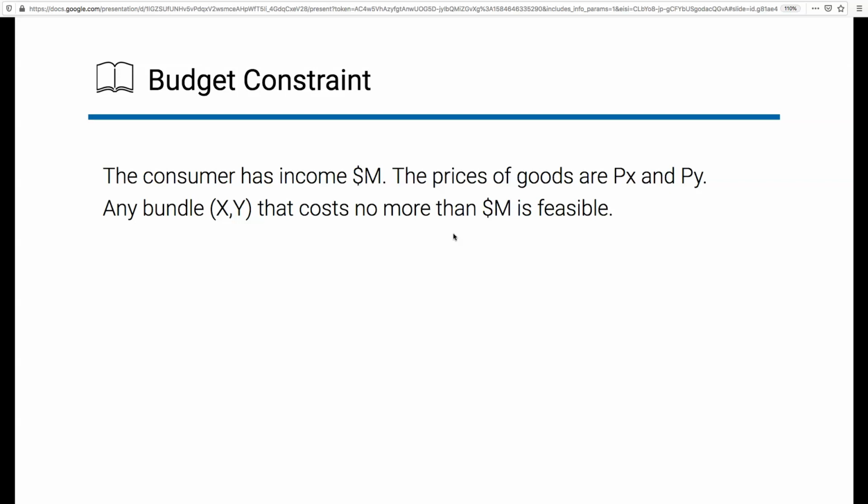So formally, the restriction on the cost of the bundle can be written this way. Px times x is the amount you will spend on x units of good x. Py times y is the amount you will spend on y units of the second good y. So the total cost, the total amount that you spend on the two goods may not exceed the total amount of money that you have. And this is the inequality constraint that determines what you can and what you can't buy.